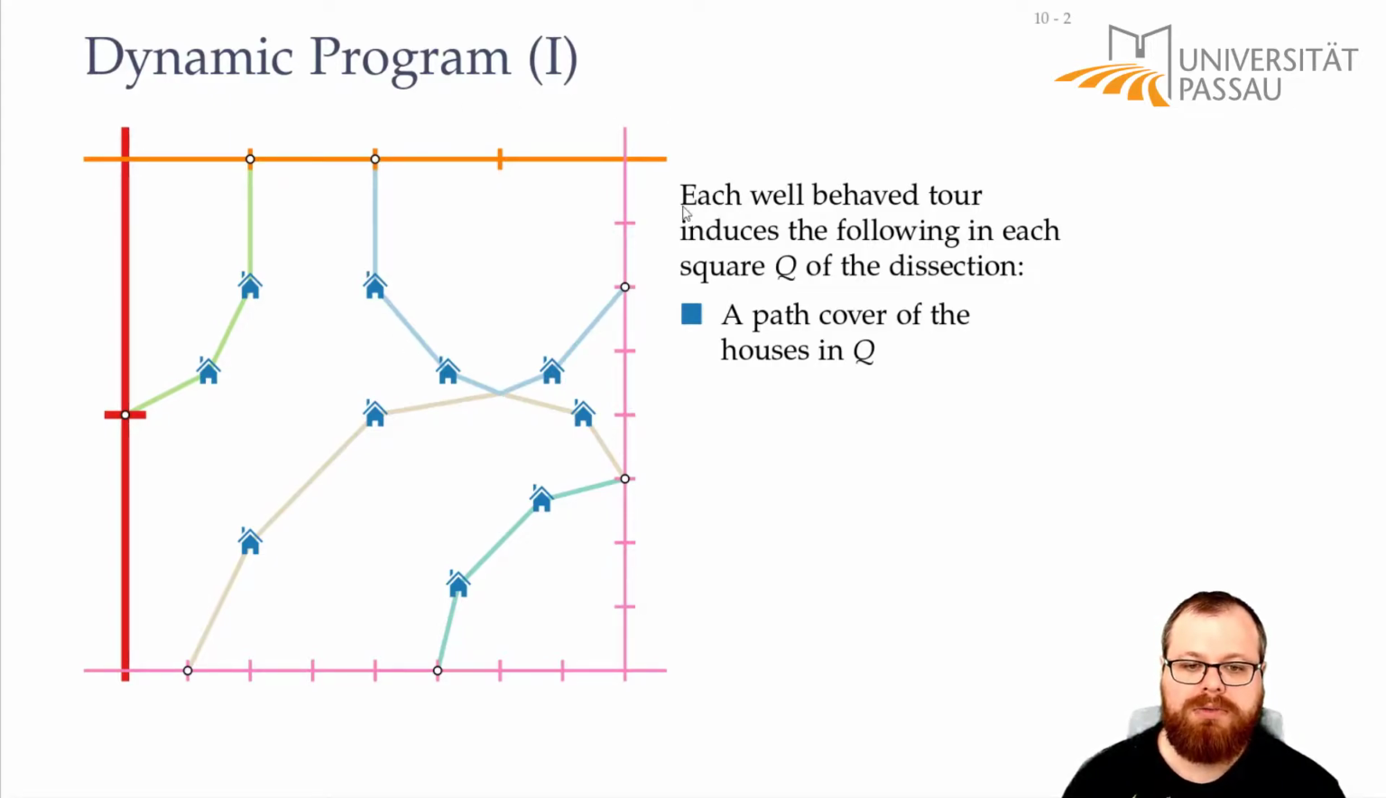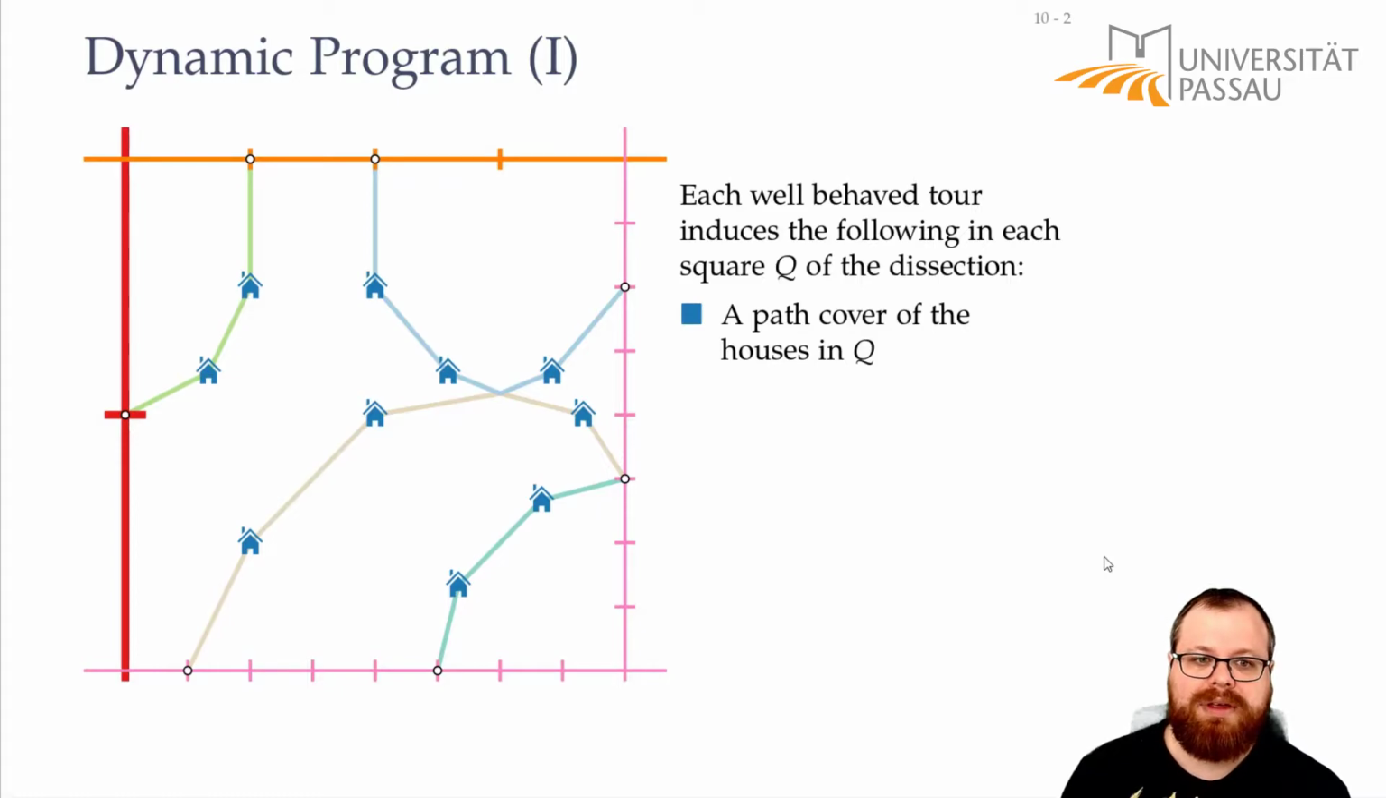Then we go through here, we continue somewhere, come back here, we go through this, continue somewhere, come back here, go through this. But locally, we only have these paths. And since this collects all the houses, this is called a path cover. We cover all the houses with paths from a portal to another portal.